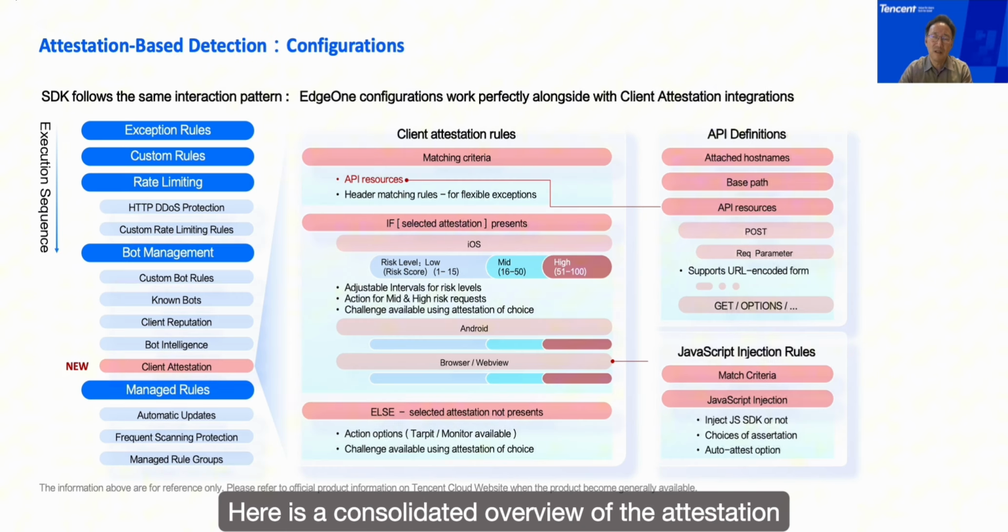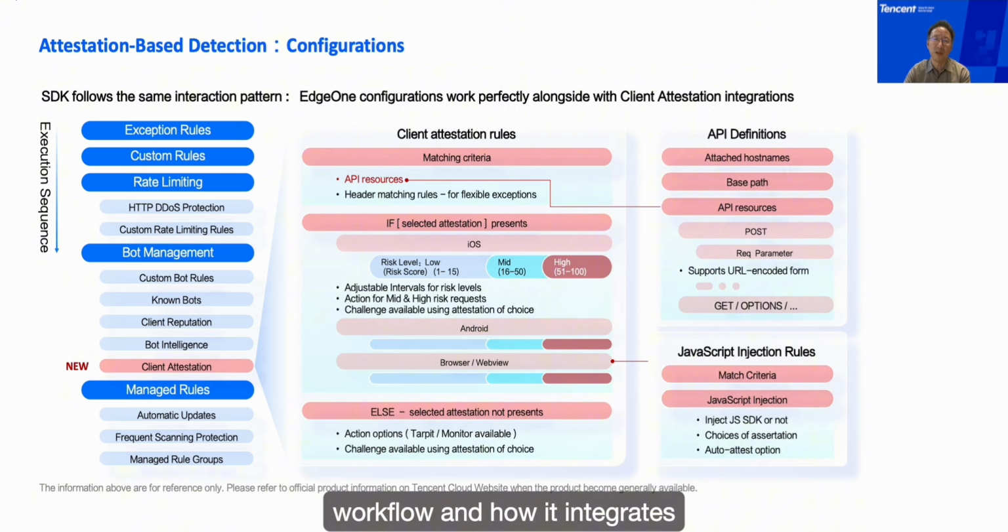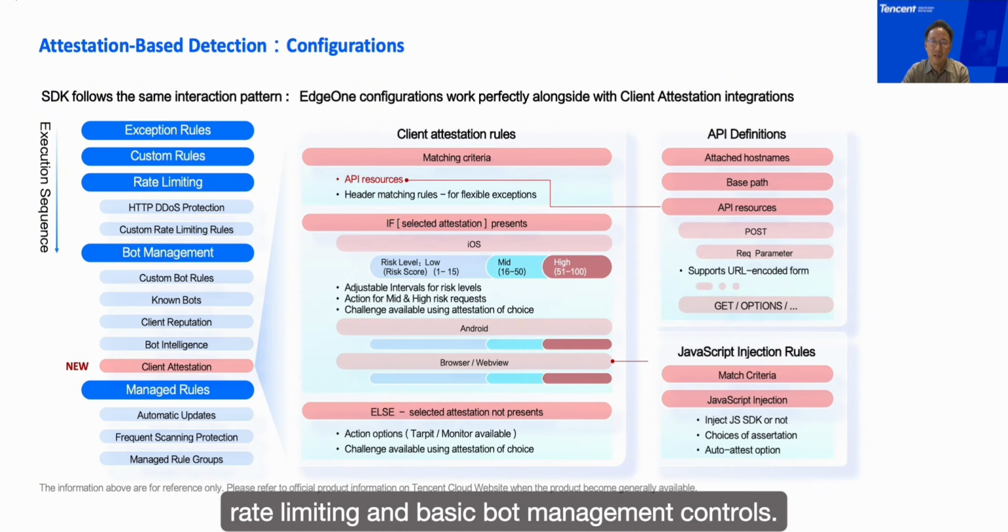Here is a consolidated overview of the attestation workflow and how it integrates with EdgeOne's native security modules, including WAF managed rules, customer rule engines, rate limiting, and basic bot management controls. Please note the execution sequence shown on the left. The pink color client attestation module is an optional plugin within EdgeOne's broader security inspection pipeline.